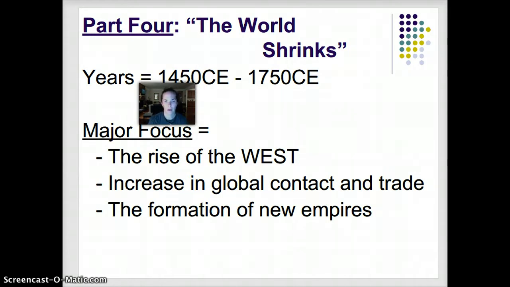Period 4 is the world shrinks. It is 1450 to 1750. The world shrinks is a metaphor for the fact that global contact is going to increase, and therefore the world is getting smaller because contact is increased, but it's not actually getting smaller. It's still the same size. We're also going to look a lot at trade here. We're going to talk about Columbian exchange and triangular trade and all kinds of interesting things.